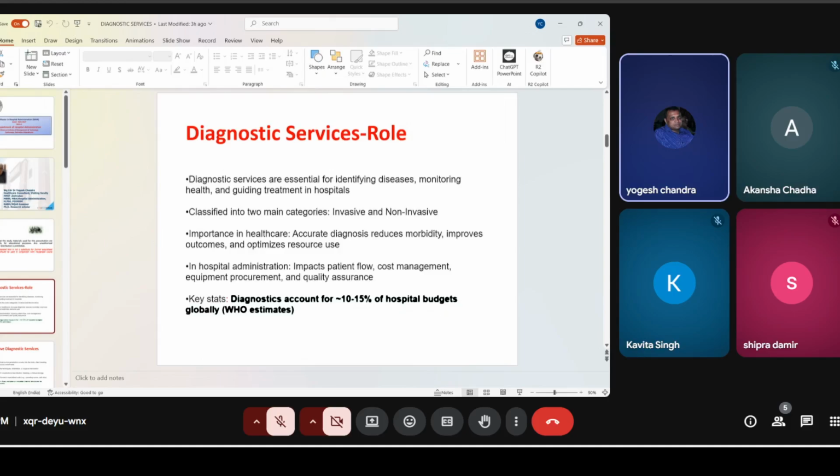So that is the importance of the diagnostic part. And in the hospital, from the administration point of view, diagnostic services impact patient flow, cost management, equipment procurement, and quality assurance. Meaning, they impact the patient flow.